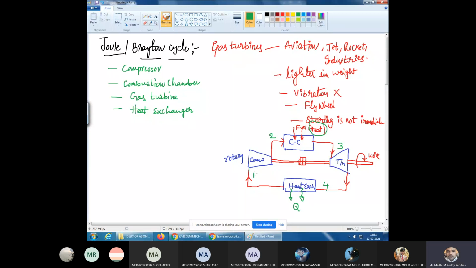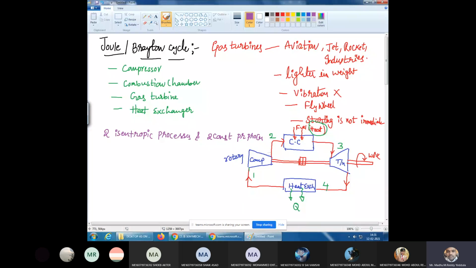What is the pressure at this point? This is atmospheric pressure and atmospheric temperature, room pressure, room temperature. Now the air will be compressed isentropically here. Basically, there are 4 processes in this cycle. 2 are isentropic processes, and we will draw the PV and TS diagrams also. 2 isentropic processes and 2 constant pressure processes.